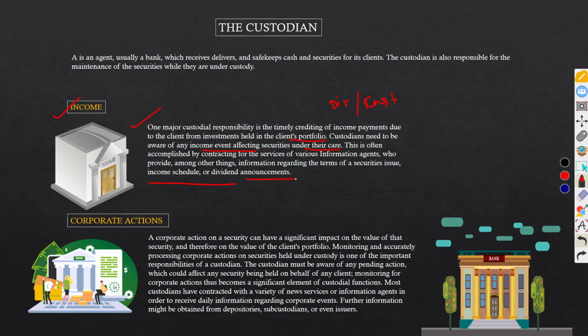So basically, custodians help to collect or process the income, dividends, or interest payments on a variety of securities.